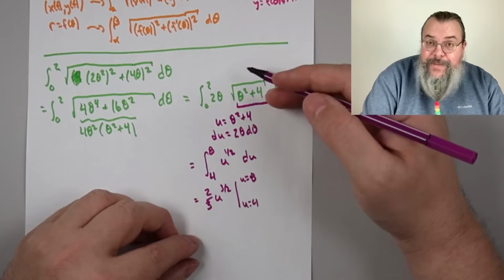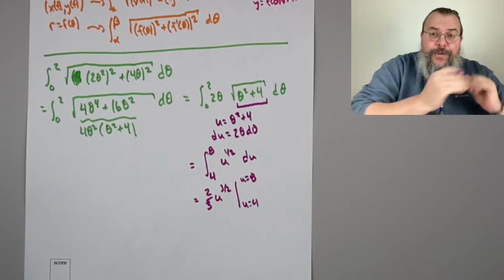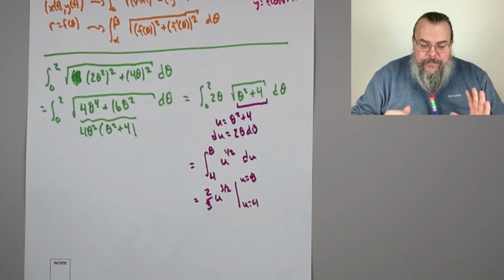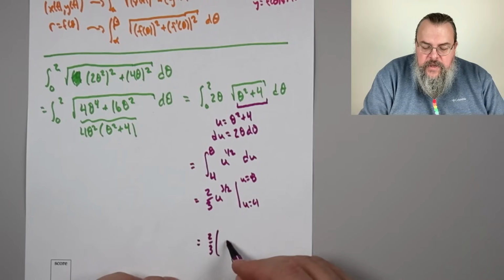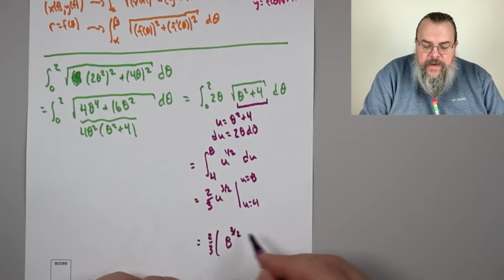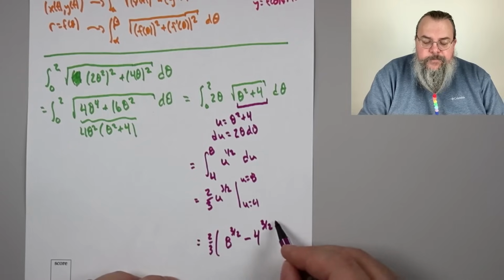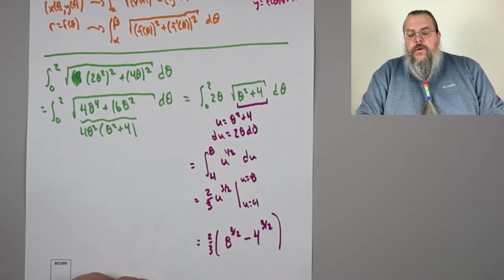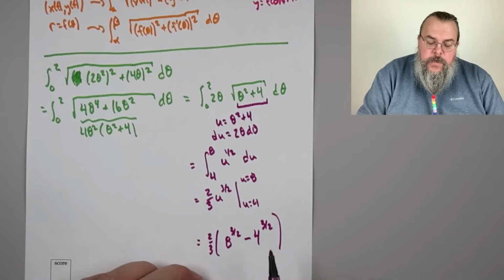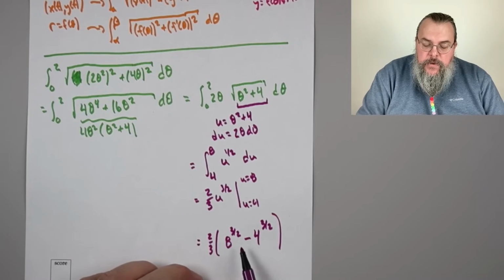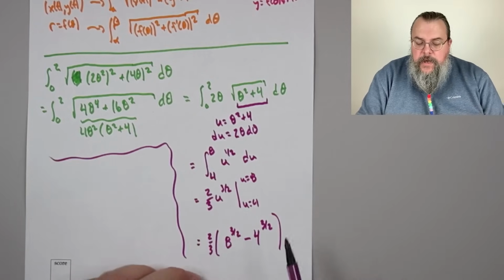We don't have to go back to theta. The nice thing about when we have definite integrals is it's always forward looking. We never have to go back. All right, so that gives us 2/3, 8 to the 3/2, subtract 4 to the 3/2. Well, how do we handle that? Well, from here it's just simplifying, so we'll be a little careful.